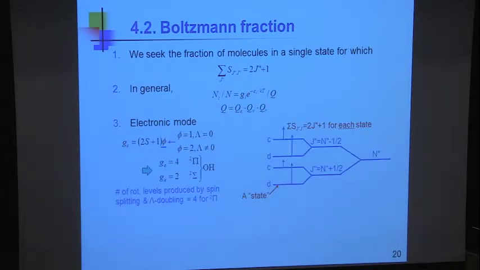The degeneracy in the ground state, which is the 2 pi state, is 4. What's the electronic degeneracy in the 2 sigma state? 2. They don't have lambda doubling. So the electronic degeneracy appears. And why do we care? Because the partition function depends upon the summation over states, which includes the degeneracies.